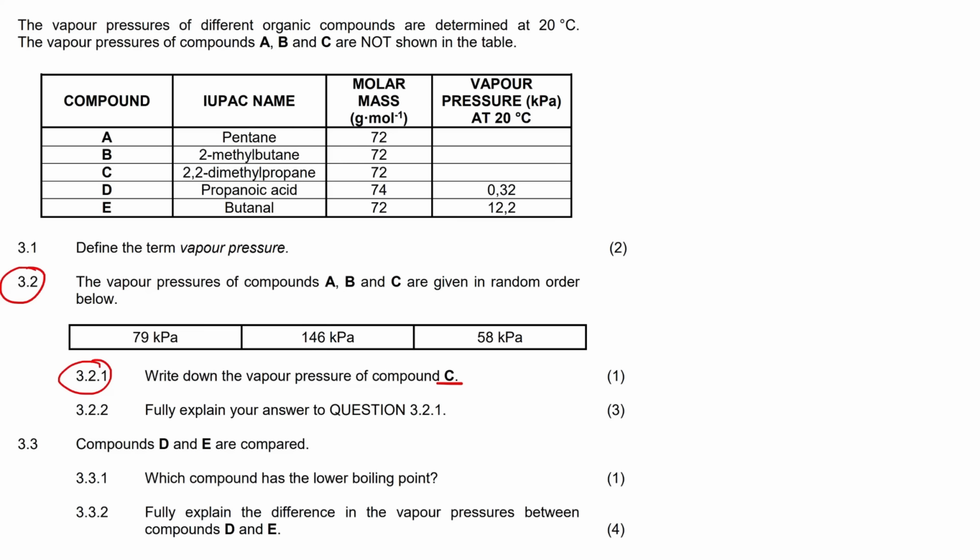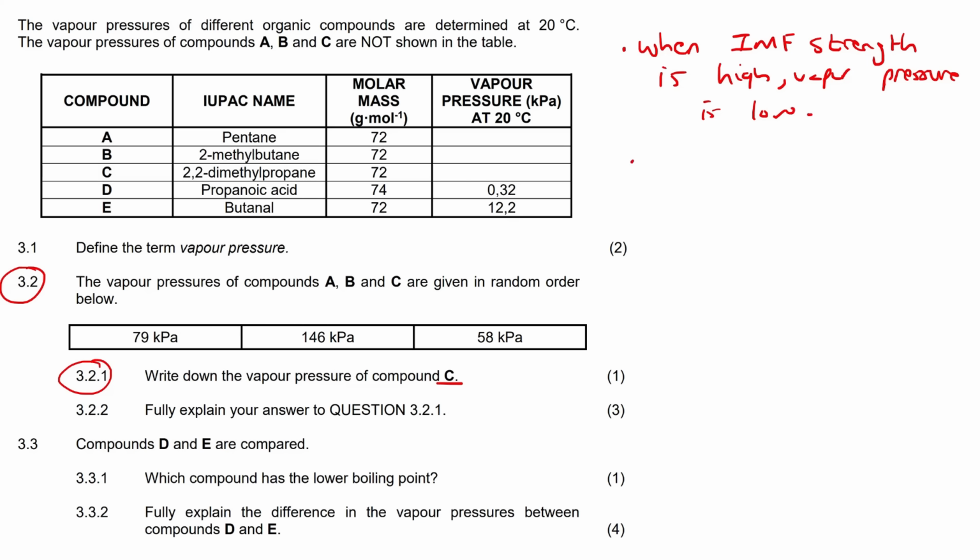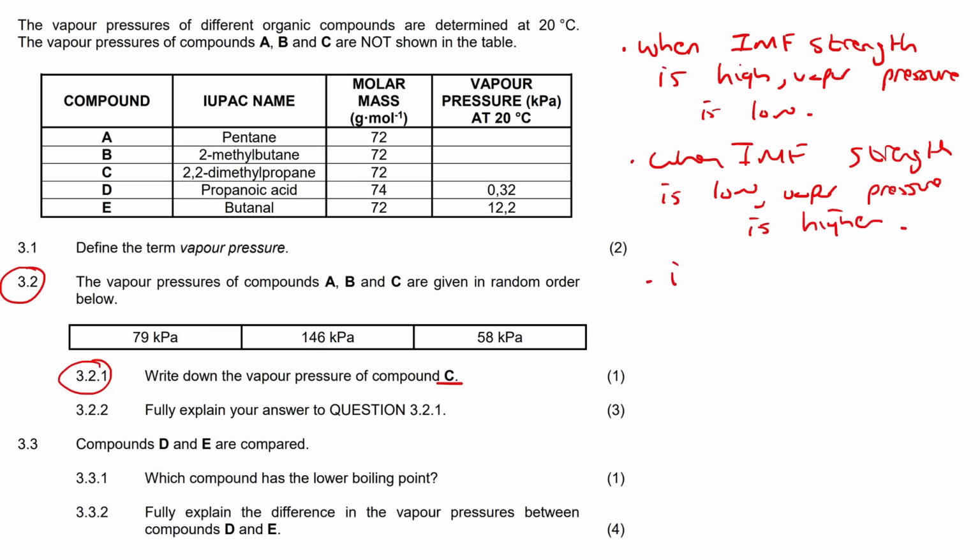So let's make that summary quickly. When intermolecular force strength is high, vapor pressure is low. When intermolecular force strength is low, vapor pressure is high. So they have an inverse relationship.